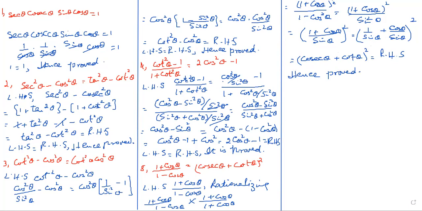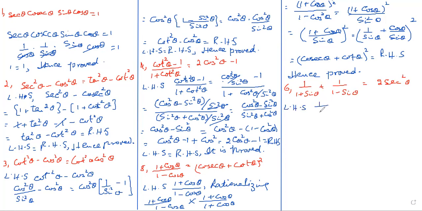Okay, now question number 6, maybe the last question of today. The question is 1 over 1 plus sine theta plus 1 over 1 minus sine theta equals 2 times secant square theta. Like this, okay? So just taking the left hand side first.